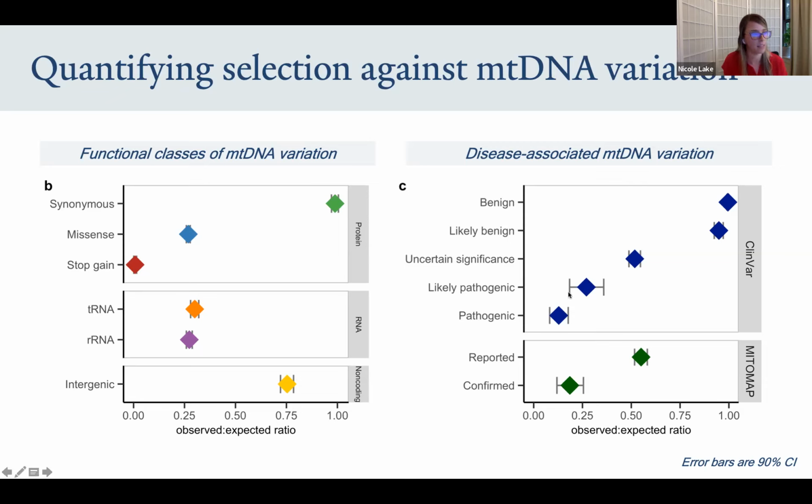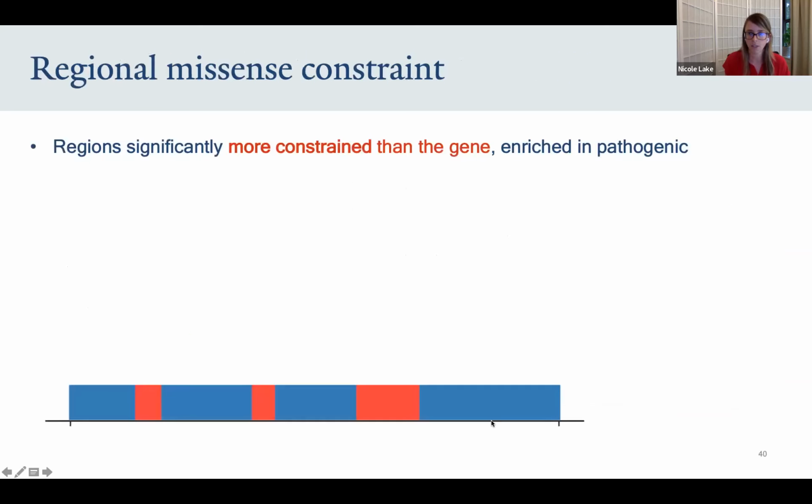And just to briefly add that the error bars that you're seeing are 90% confidence intervals around the ratios. So the last piece that I wanted to share with you is one of the specific analyses we've done as part of constraint, and this has been looking at regional missense constraint.